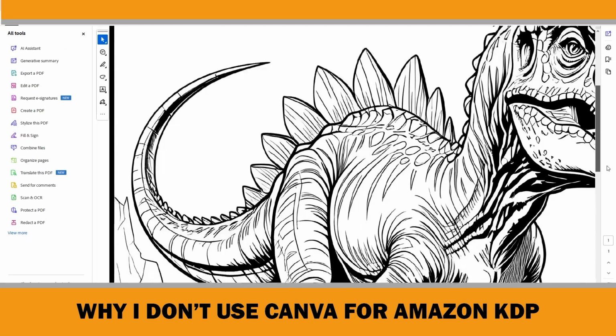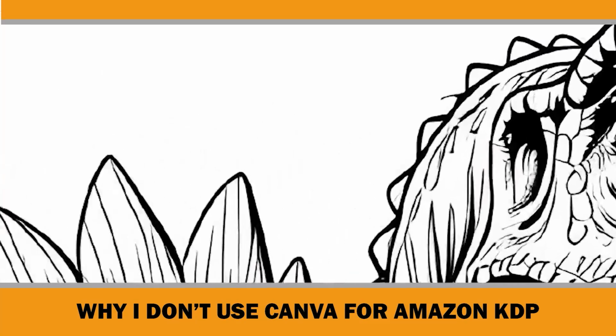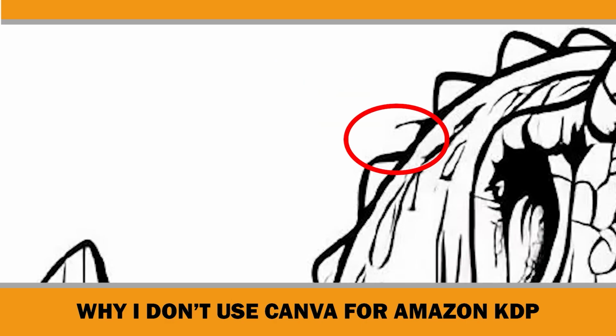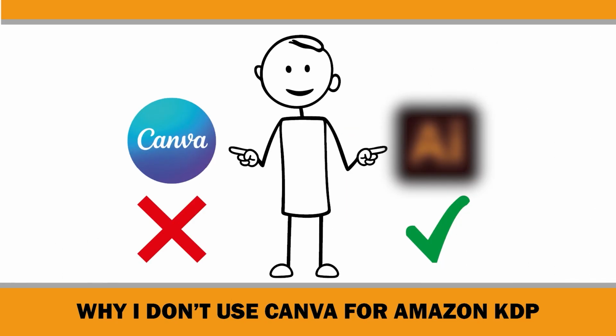Another point, AI-generated images often aren't perfect. For example, as you can see here, part of this dinosaur line drawing is missing. Sure, some tools let you ask for a recreation of just that part, but instead of rolling the dice each time, I prefer to have 100% control. Later in this video, I will show you how I do it with my preferred tool.